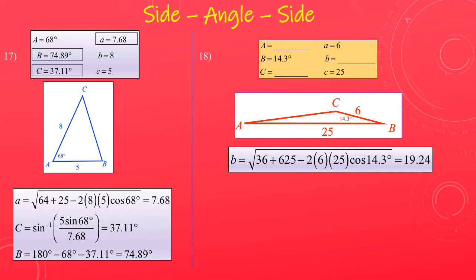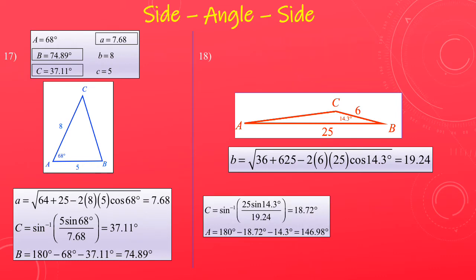No choice in which law of cosines to use. We must use the B law as we are given angle B. So little b is equal to the square root of 6 squared, 36, plus 25 squared, 625, minus 2 times 6 times 25 times the cosine of 14.3 degrees, and we get 19.24.